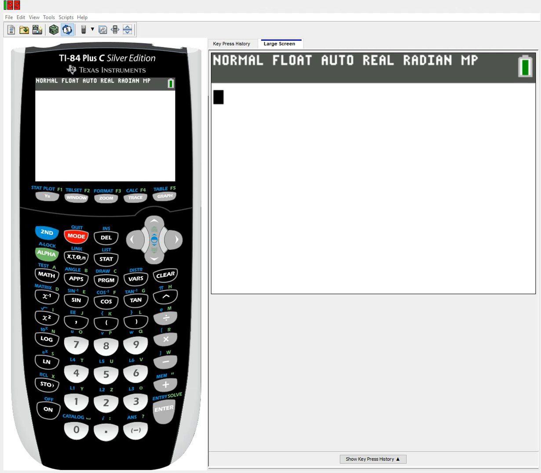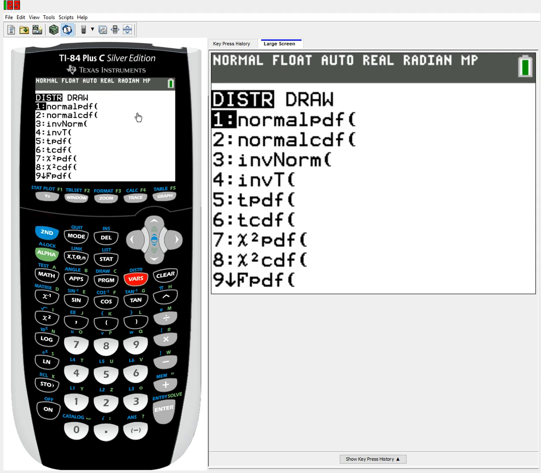Now, the way to access this in a calculator, we're going to be accessing the DISTR button here, the one in blue. So I'm going to hit second, vars, and I get this table of options here. Now you see normal PDF and normal CDF. This will be used later for other concepts.